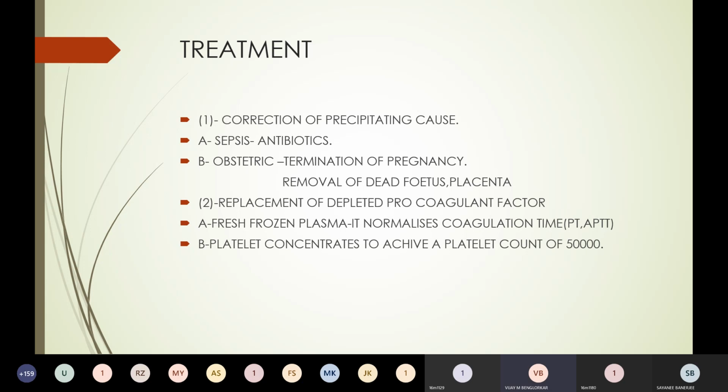The second treatment is to replace the depleted procoagulant factors. First is fresh frozen plasma. It normalizes the coagulation times, PT and APTT. Platelet concentrates to achieve a platelet count of around 50,000.